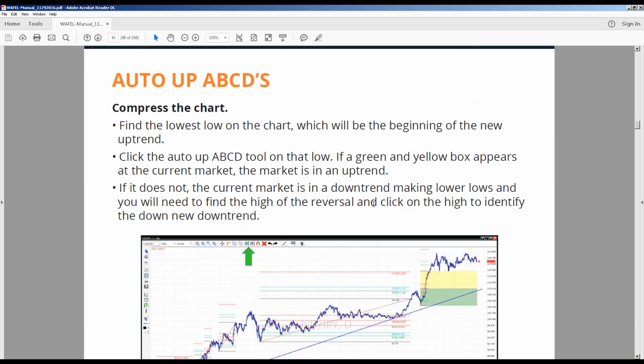Auto up ABCDs. Now this is how you're going to draw your fibs using the auto fib tool. Compress the chart. Find the lowest low in the chart, which will be the beginning of the new uptrend. Click the auto up ABCD tool on that low. If a green and yellow box appears at the current market, the market is in an uptrend. If it doesn't, the current market is in a downtrend, making lower lows, and you will need to find the high of the reversal and click on the high to identify the new downtrend.